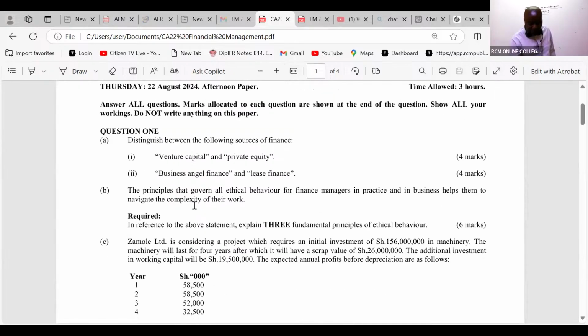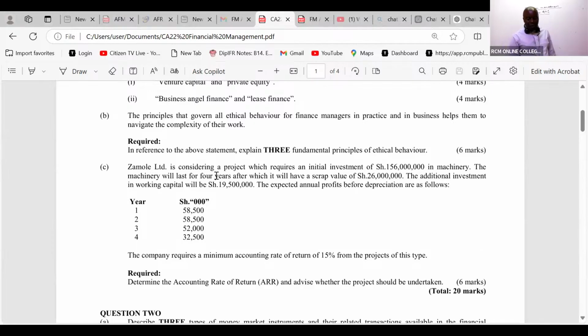Part C, they are telling us that Qont Limited is considering a project which requires an initial investment of shillings 156 million in machinery. So the initial investment there is 156 million that we have to put in machinery. The machinery will last for 4 years, after which it will have a scrap value of 26 million. The additional investment in working capital will be 19.5 million. The expected annual profit before depreciation are as follows. So you can see the year 1, 2, all the way to 4. Then we have here the profit before depreciation and tax.